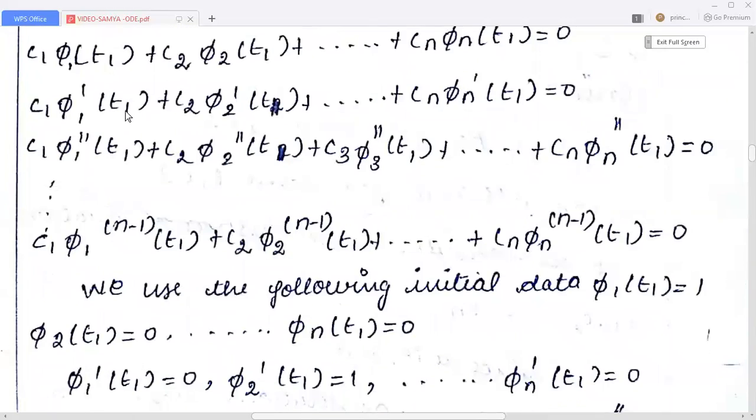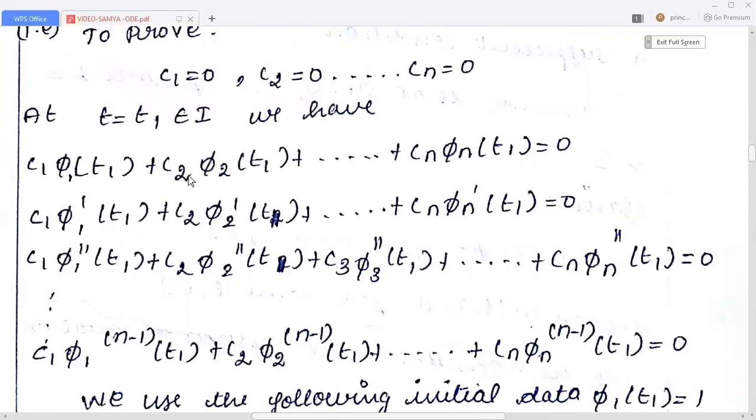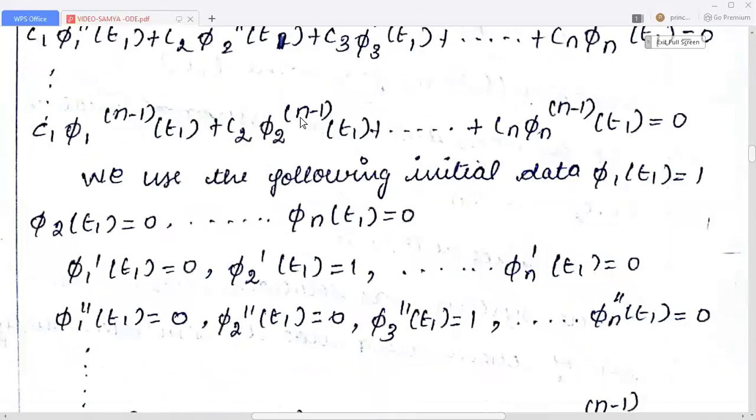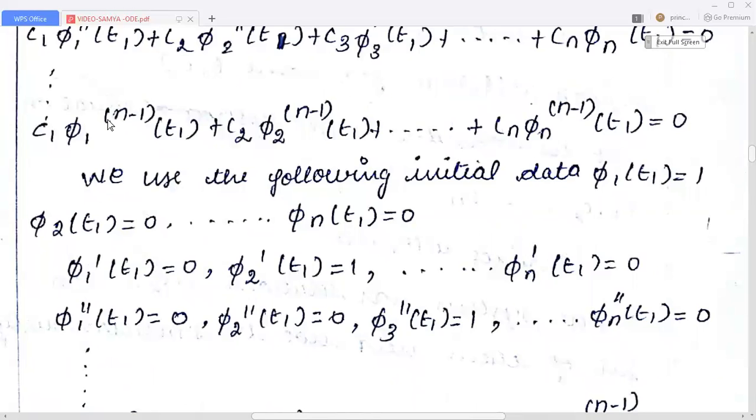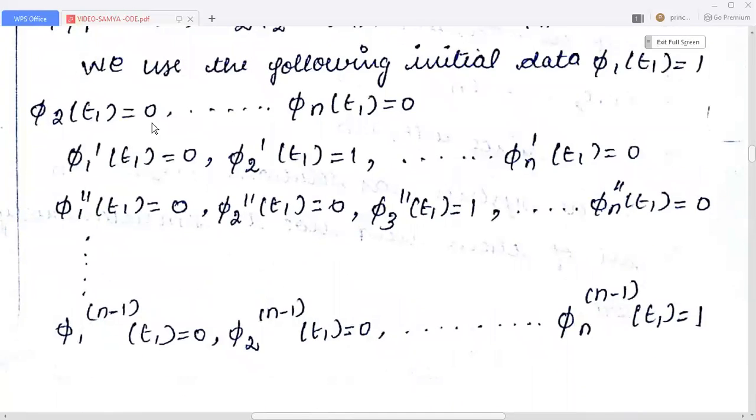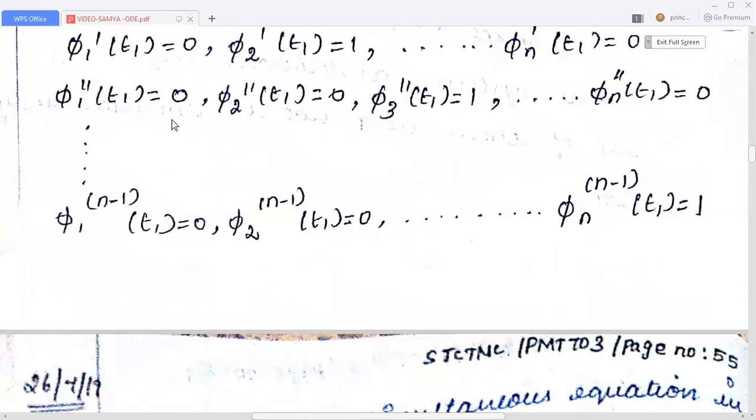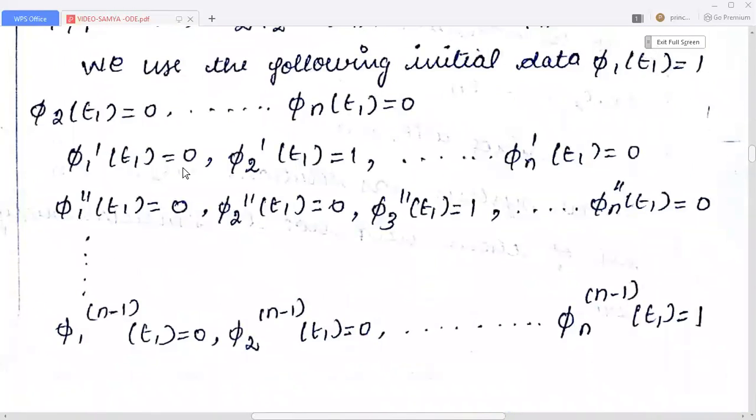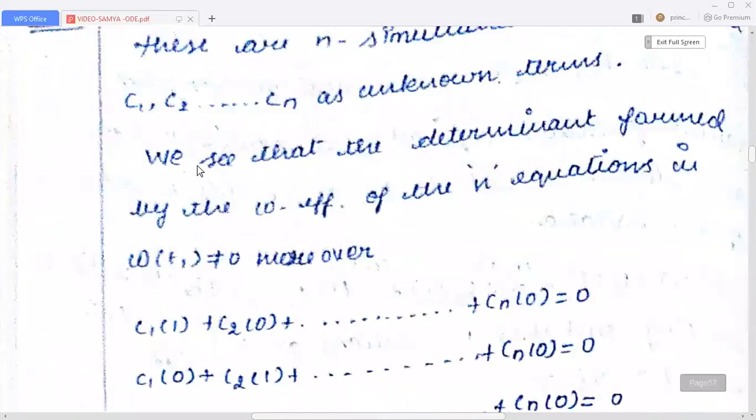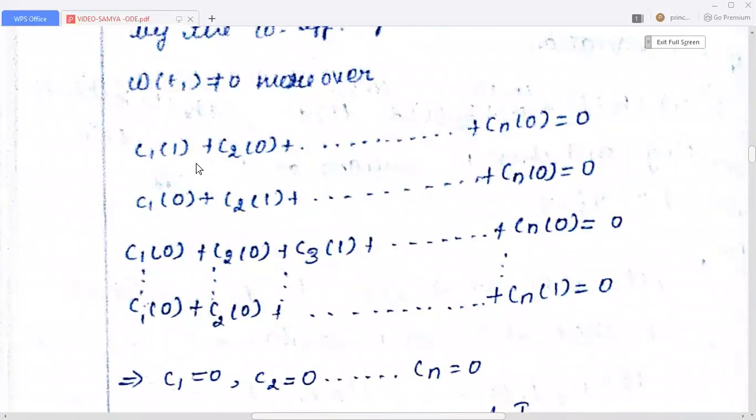At t equal to T1, we have these equations. That is C1 phi 1 of T1 plus C2 phi 2 of T1, etc. Cn phi n of T1 equal to 0. So we get the similar equations. Then we use the following initial data, as we have applied this concept in the previous problems. That is, the data values are given like a unit matrix form. So they are to be supplied here. So this initial data can be applied in the following linear equations.